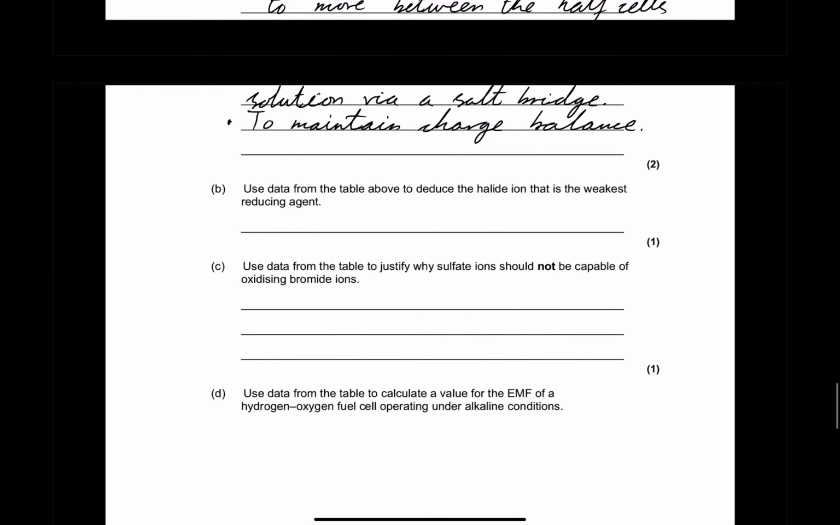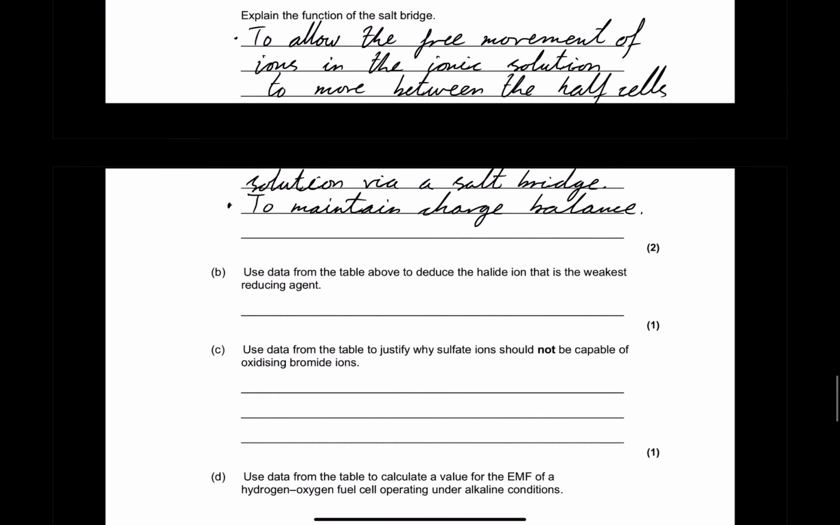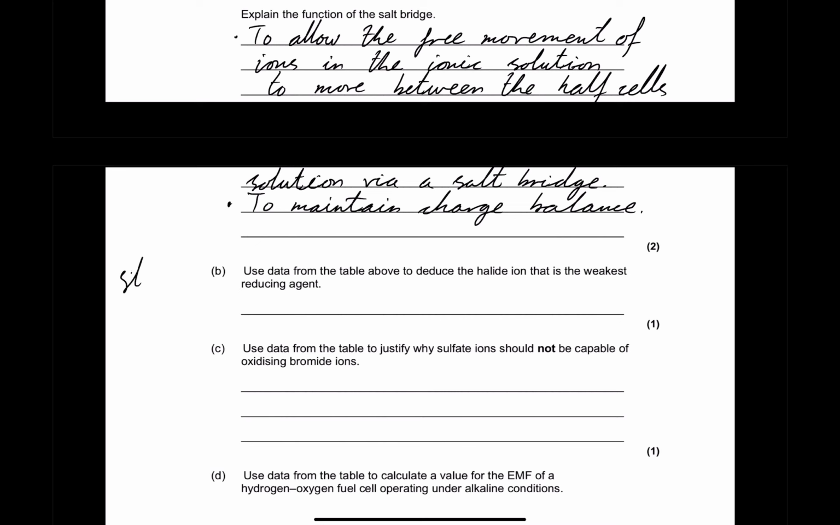Use data from the table above to deduce the halide ion that is the weakest reducing agent. Okay, so weakest reducing agent, I like to think about it as the strongest oxidizing agent, but it's not, and I'll say why. I like to think about it as if it's the weakest reducing agent, it's the strongest oxidizing agent, but it's not at the same time.